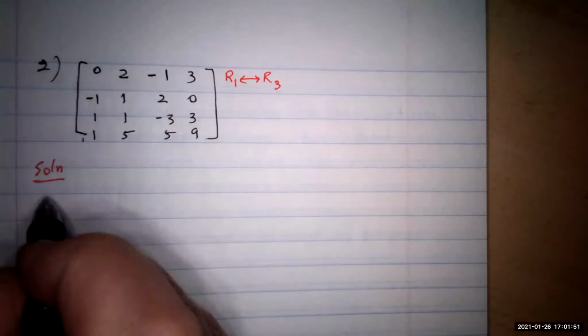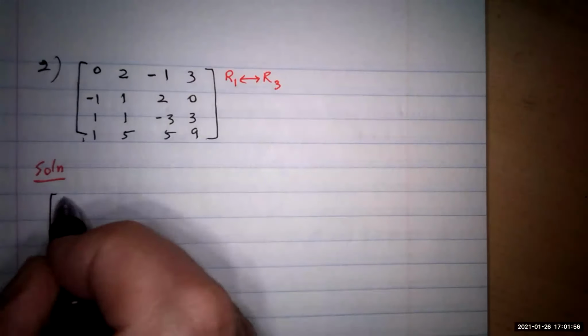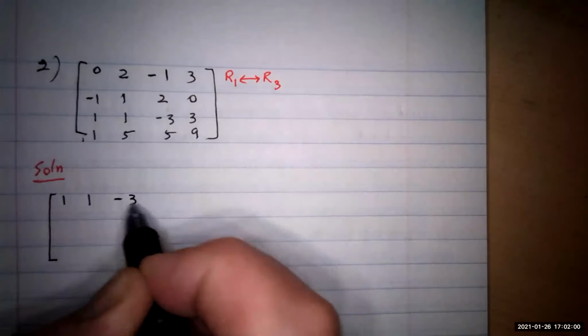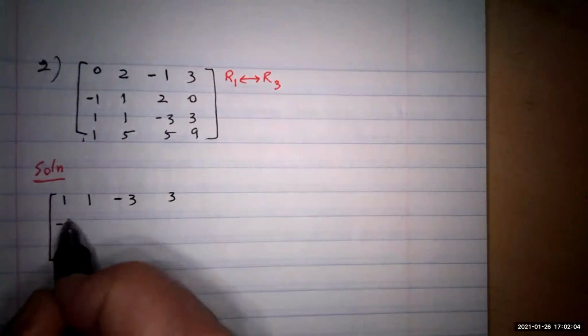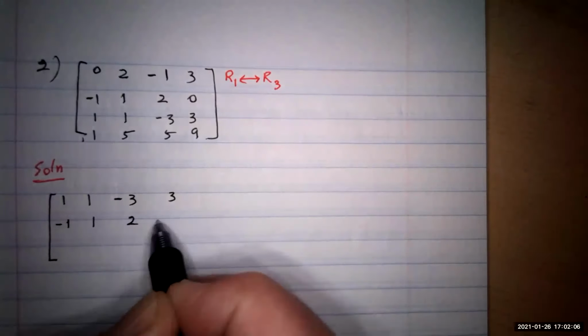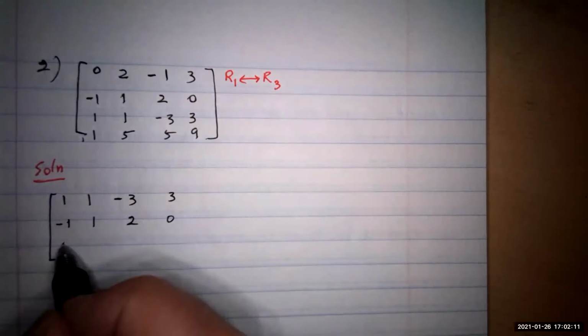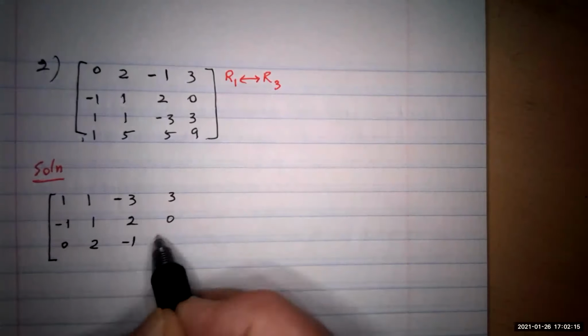Okay, so this is it. I switch 1 and 3. So I just give me 1, 1, and negative 3, and 3. And the next one is going to be unchanged. Negative 1, 1, 2, 0. Okay, I switch these two, so that gives me 0, 2, negative 1, and 3.